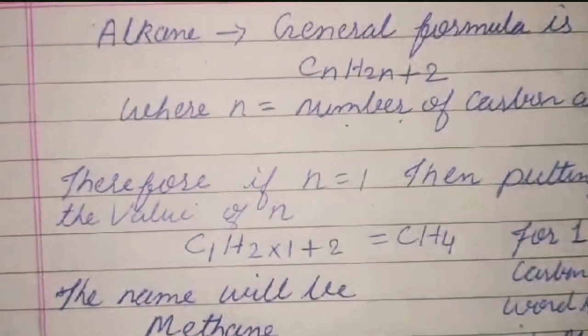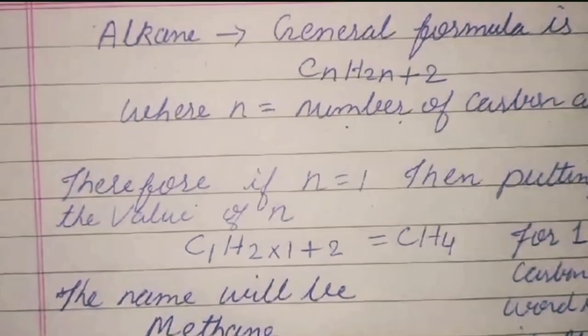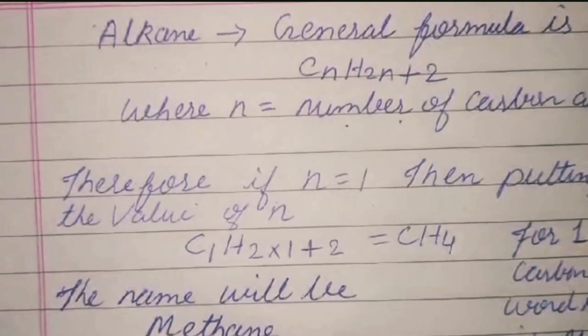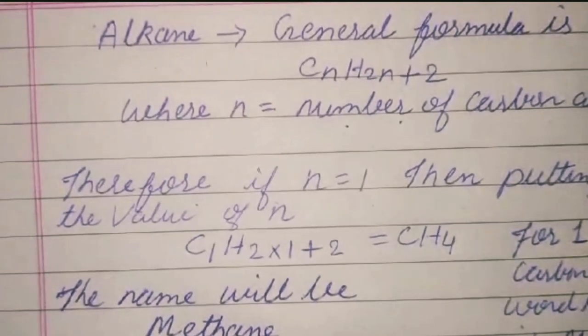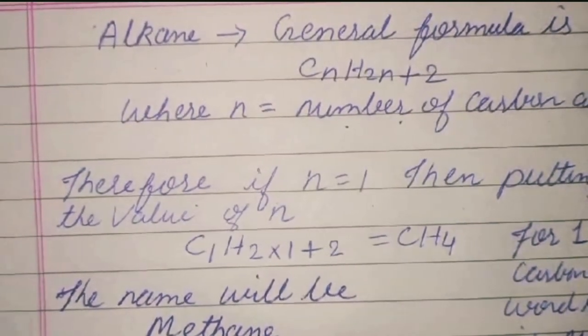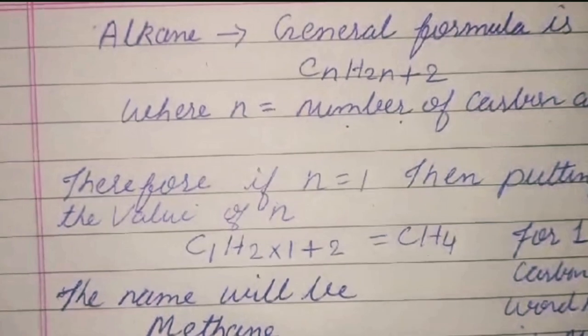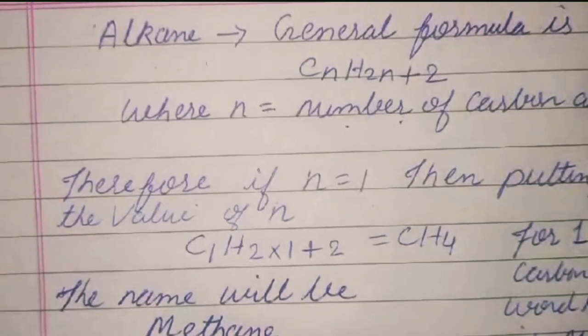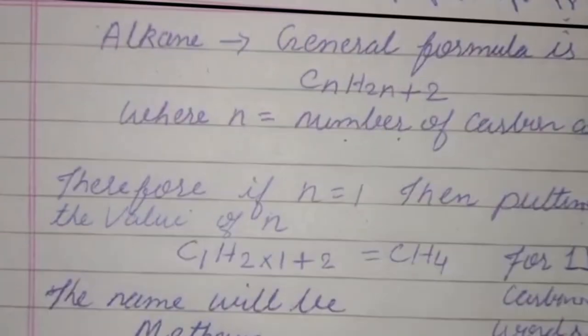Now we will move on to the next, that is n is equal to 2. So after calculation it will become C2H6. Then on the same criteria we will move to the second word root, that is eth. Then it will become ethane, and so on. If n is equal to 3, we will calculate it. The molecular formula will be C3H8.